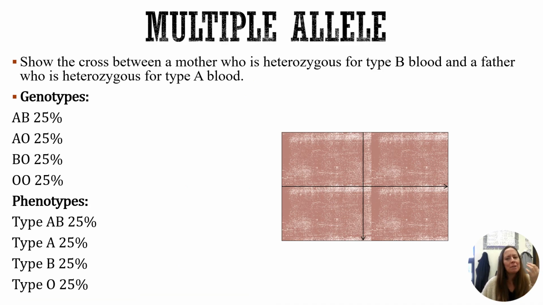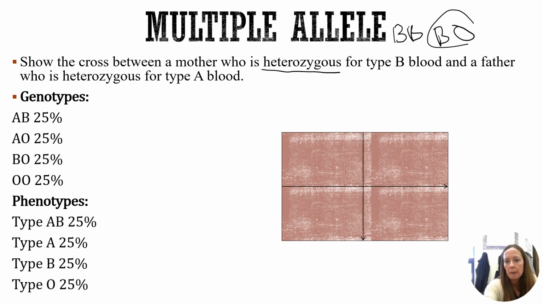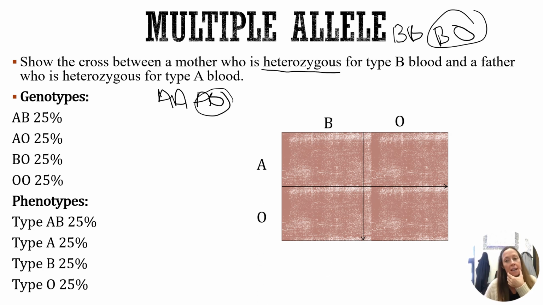Okay, so first we're going to talk about doing an actual cross with multiple alleles. This says show a cross between a mother who is heterozygous for B and a father who is heterozygous for type A. Let's keep in mind that hetero means different. Our B options are BB or BO. Which one is the different one? BO, right? And for the father, we've got AA or AO. Our heterozygous, our different one, is AO. So we put those on our box, BO and AO. We cross them, bring them down and across like we did the last two weeks.